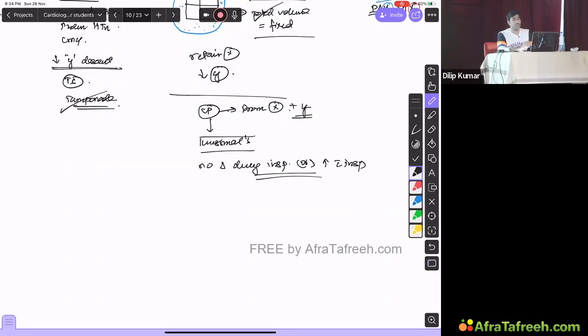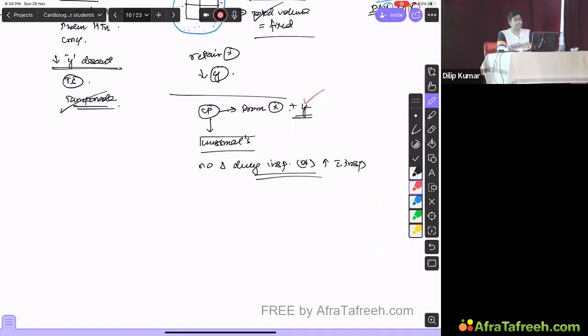In constrictive pericarditis, I already explained why you have a prominent Y descent. Didn't I explain? I explained, no? Because of the small end systolic volume, the amount that it can receive also will be less. And the X descent will be normal. Maybe it may not be prominent, but the X descent will be retained in constrictive pericarditis. There won't be any problem in the X descent also.